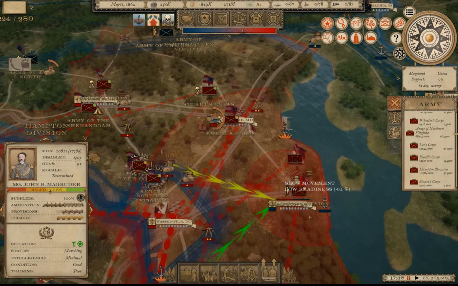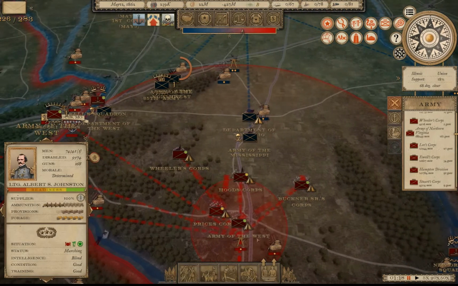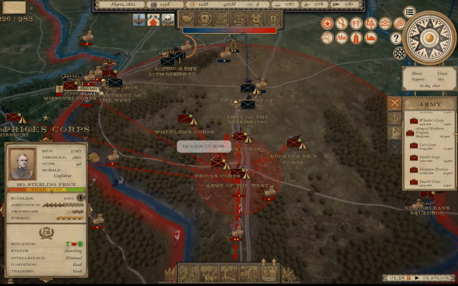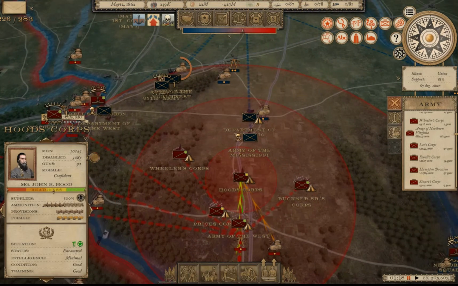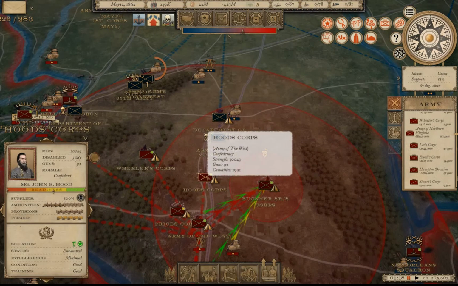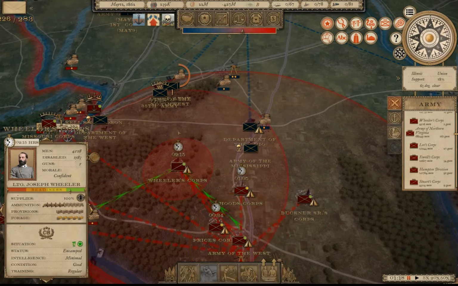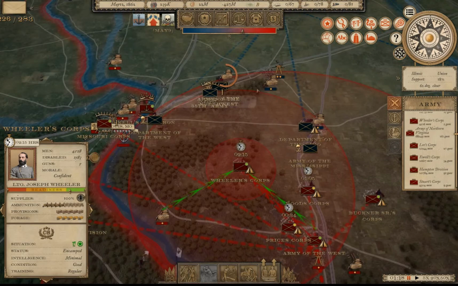You can see we're slowly progressing, taking control over Annapolis. It looks like Johnston's Army of the West might be poised to make a striking blow towards our corps. We've got our three-pronged invasion with Wheeler kind of in between the two main Union forces, trying to screen that position.